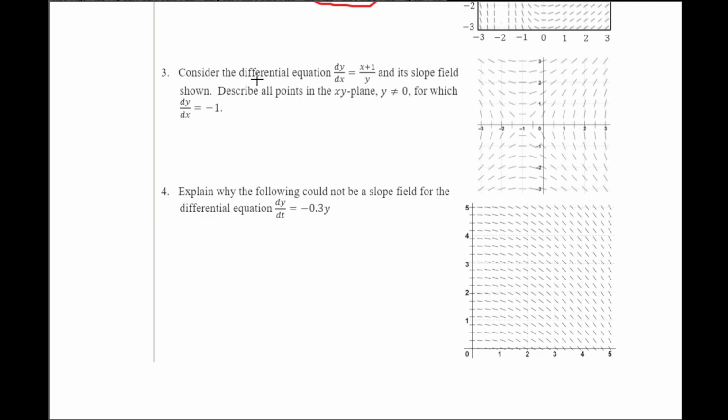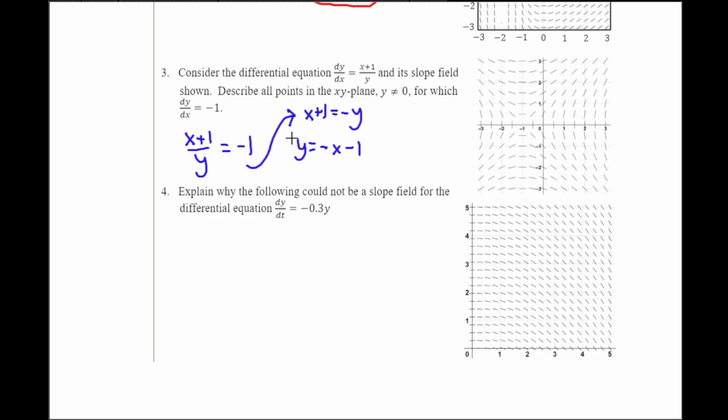This next question here, 3. Consider the differential equation dy/dx equals (x plus 1) over y. Describe all points in the xy plane for which dy/dx is equal to -1. It's pretty straightforward. All you do is set dy/dx equal to -1. So (x plus 1) over y is equal to -1. You multiply y on both sides, so x plus 1 is equal to -y. And then you can just multiply both sides by -1. You get y is equal to -x minus 1.